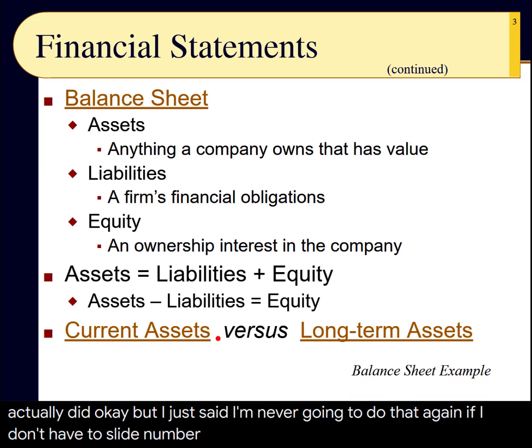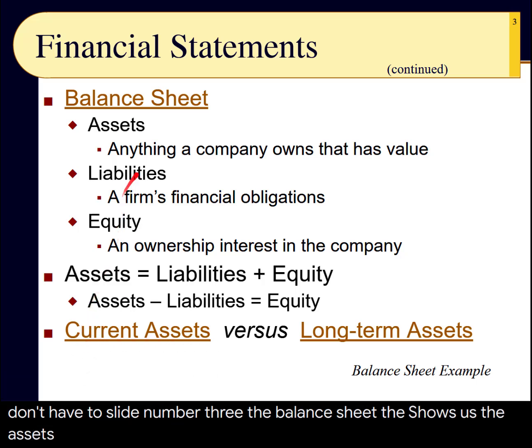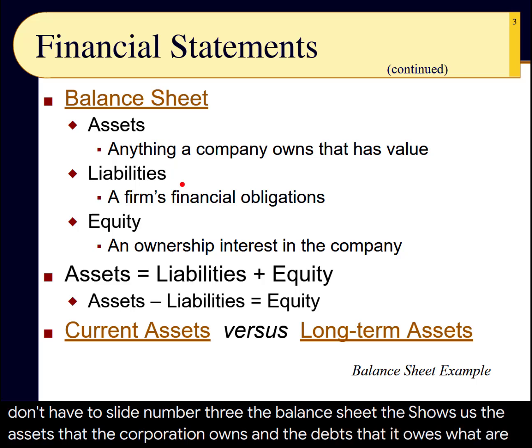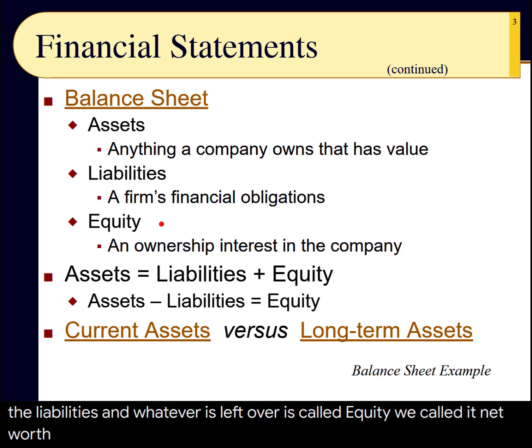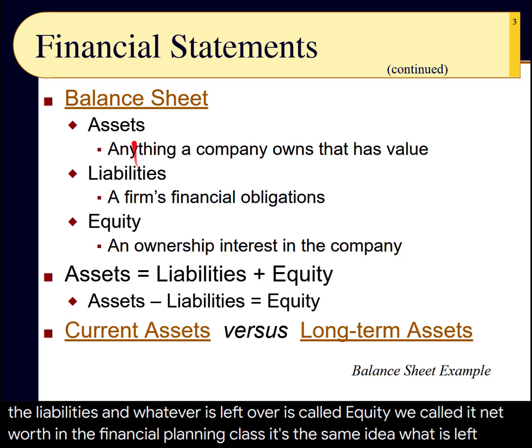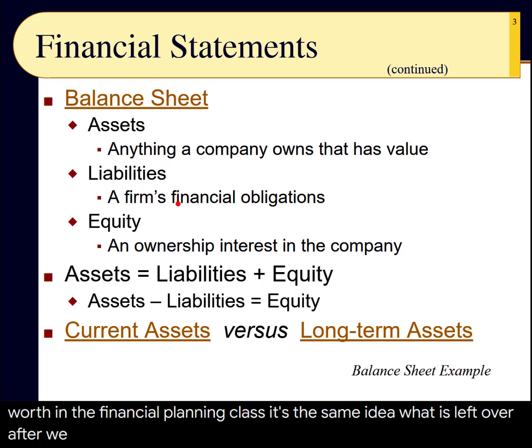Slide number 3, the balance sheet, the snapshot. The balance sheet shows us the assets that the corporation owns and the debts that it owes. What are the liabilities? And whatever is left over is called equity. We called it net worth in the financial planning class. It's the same idea. What is left over after we subtract the debts, the liabilities, from the assets?